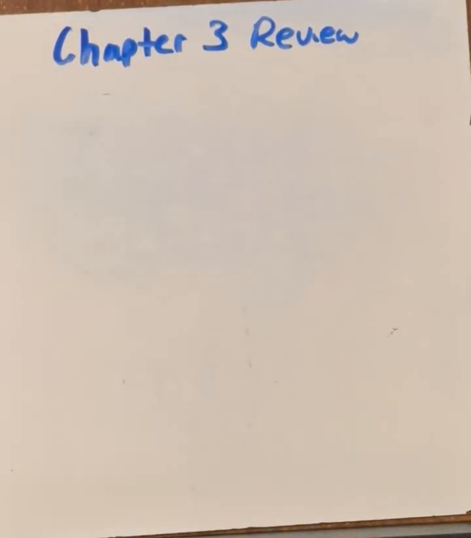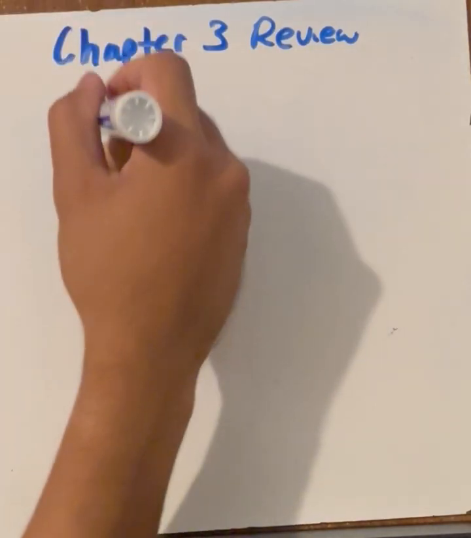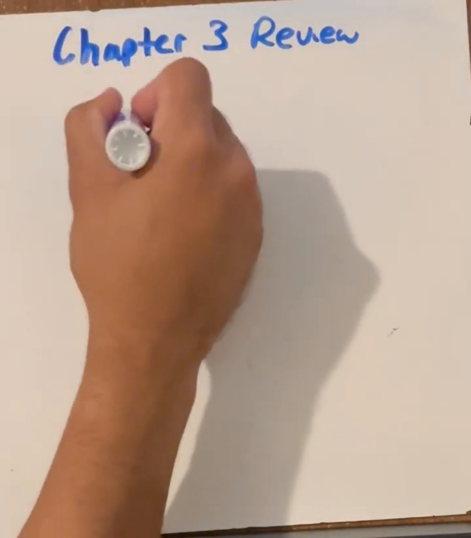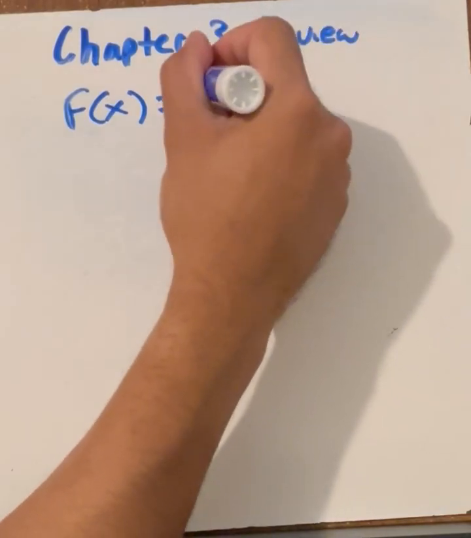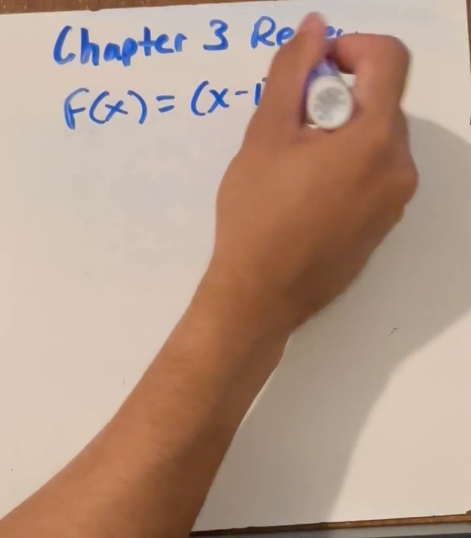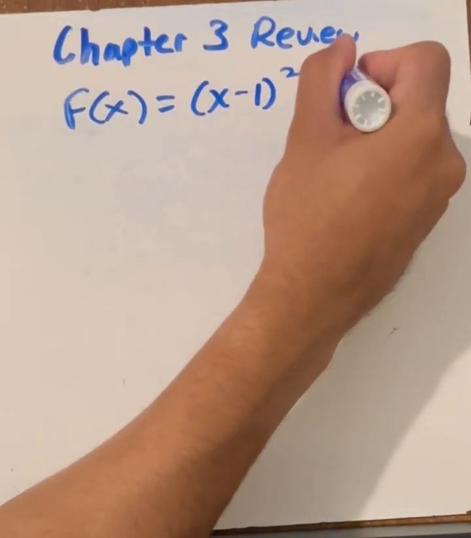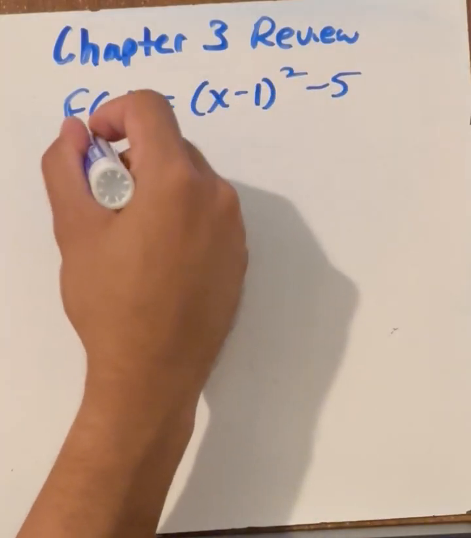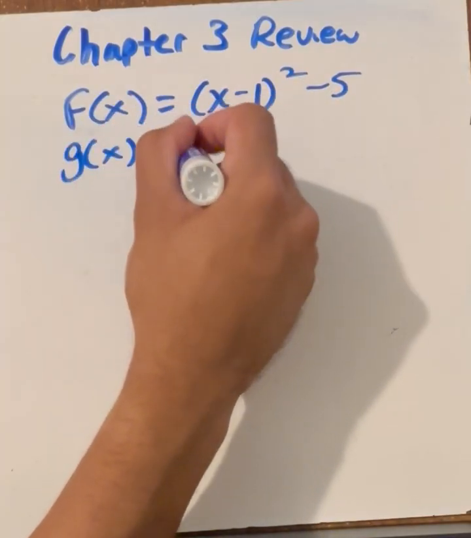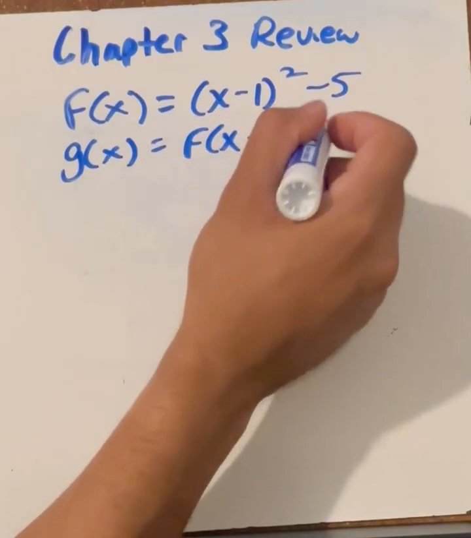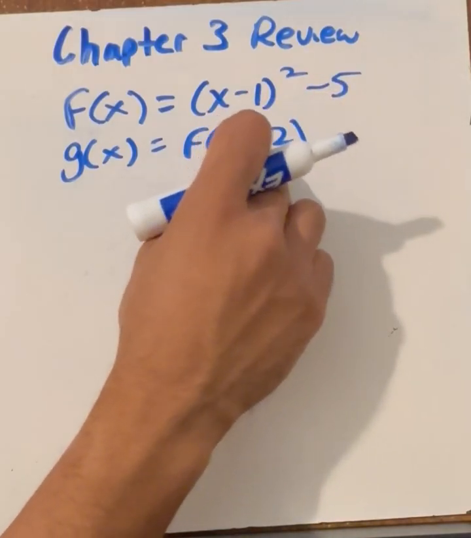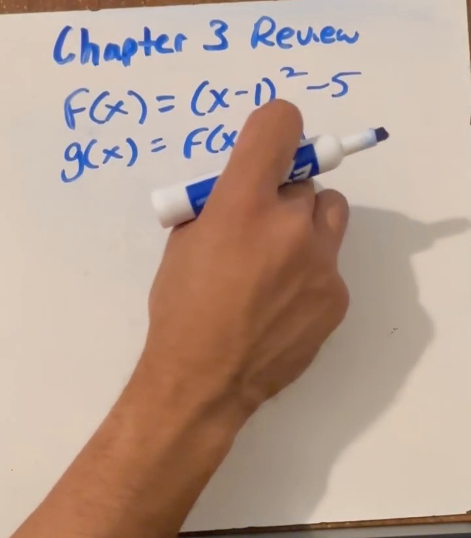Okay, let's go and take a look at number 3. They give us a function f of x equals x minus 1 squared minus 5. And they give us another function, g of x, which is f of x plus 2. So notice that the plus 2 is inside of the parentheses, and they're saying change f of x by adding 2 inside of the parentheses.